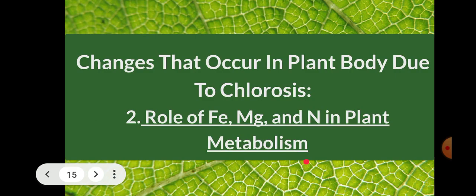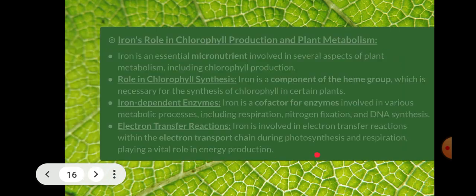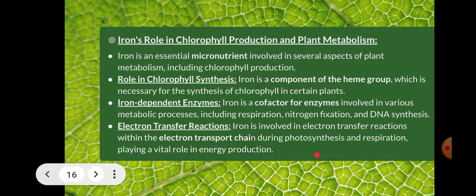The next one is the role of iron, magnesium, and nitrogen in plant metabolism. First, I will be talking about the role of iron. Iron is a very important micronutrient which is involved in many aspects of plant metabolism, including the production of chlorophyll. Iron is a key component of the heme group, which is necessary for the synthesis of chlorophyll in many kinds of plants. Iron is also a cofactor for enzymes which are involved in various metabolic processes, which include respiration, nitrogen fixation, and DNA synthesis.